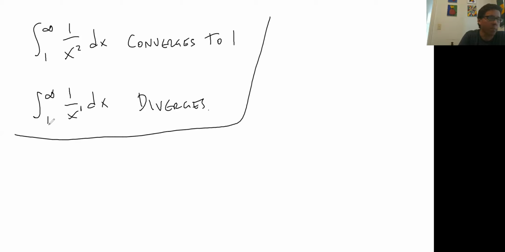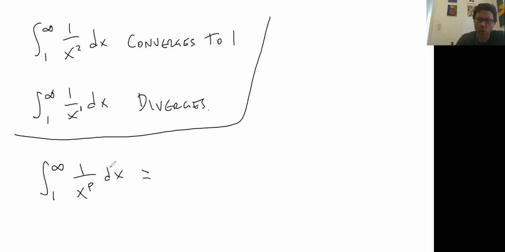So I think one of the problems in the book might have said, well, where's the break point? I mean, if you put in a P here, and this joke only works at VMI, but this is a general P, what is happening to the behavior depending on the value of P? We've already seen that if P is 1, we will get an integral that diverges. If P is 2, then it converges.